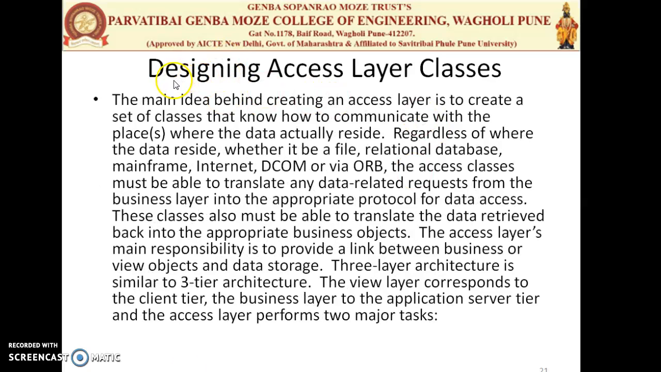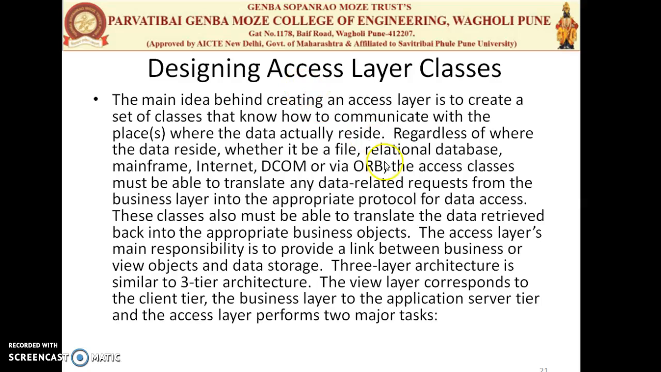The next is designing the access layer classes. Now the main idea behind creating an access layer is to create a set of classes that know how to communicate between the different places. Now different places means from the user request to the database. So regardless of what data resides, whatever the files they are having, whatever relational database is there, whatever different schemas in the relational database, whether it is the mainframe, internet, DOM or the ORB, the access layer classes must be able to translate a data related request from the business layer into the appropriate protocol for the data access.